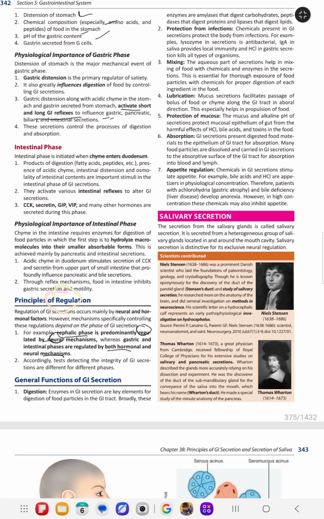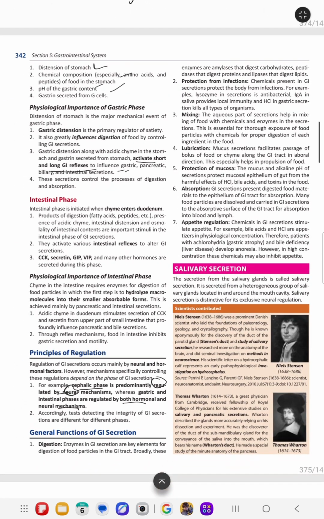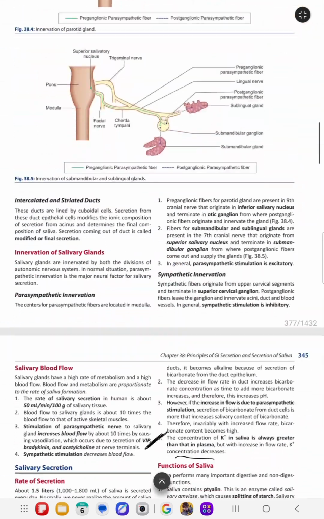Now, the regulation of these phases: the cephalic phase is neural, while the gastric phase is regulated by both hormonal and neural mechanisms. Now the functions of the GI tract: mixing, protection, breakdown, digestion, absorption, and appetite regulation. Let's forget about these ones.